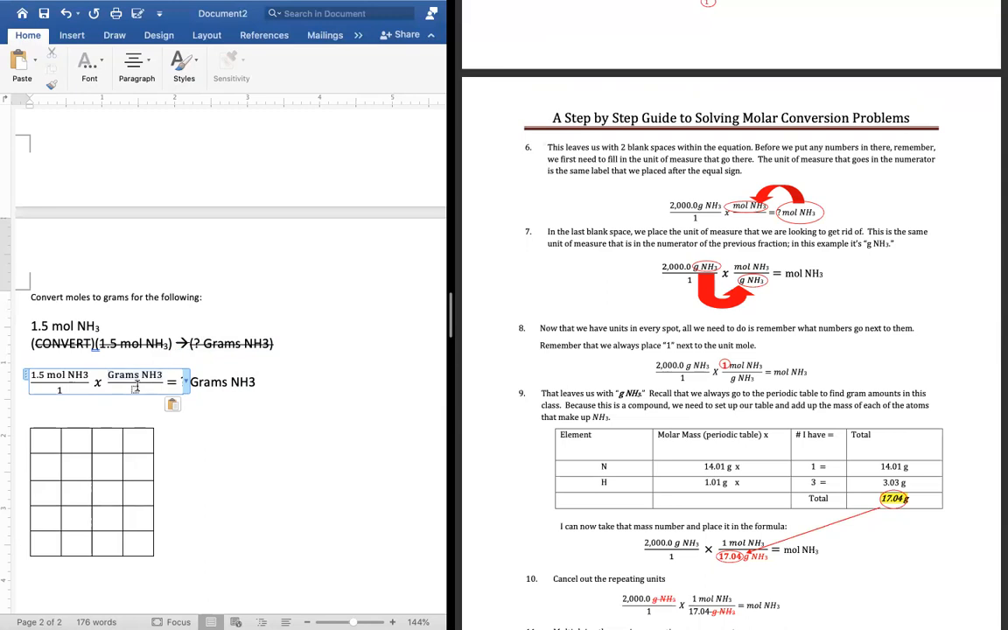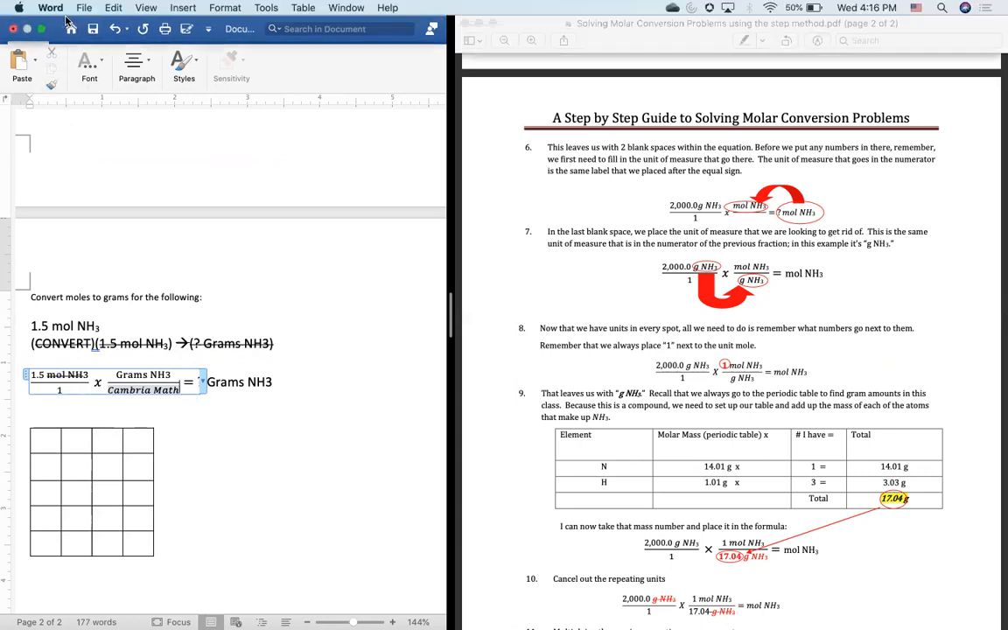So now I have only 1 spot left. Again, same spot every time. The denominator is always used to cancel something out. The denominator of a fraction is always used to simplify or cancel an overall fraction or equation. So what do I need to cancel out here? And it's always the same. Step 7: whatever I start with gets flipped down. Here, what I started with was moles of NH3. So that means I need to cancel this out. In order to do that, I need to flip it.